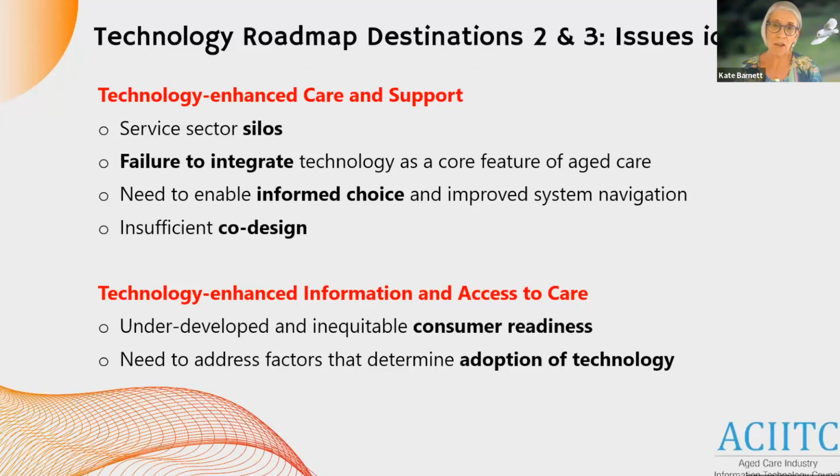With the second and third destinations, we talked about the silos between different service sectors, the failure to embed technology, the need for more informed choice and better navigation of systems, and insufficient co-design between end users, providers, consumers, their families, and technology developers and vendors. These issues still continue. We talked about the need to improve consumer readiness for technology and to address a range of factors that determine whether or not technology is adopted.